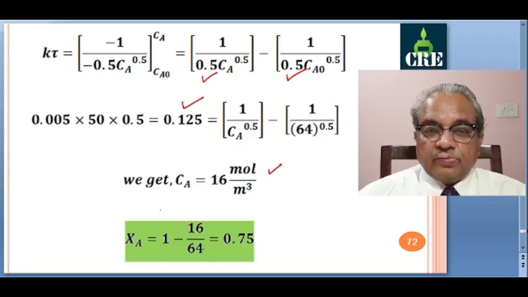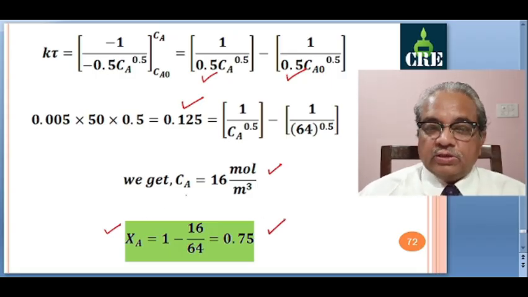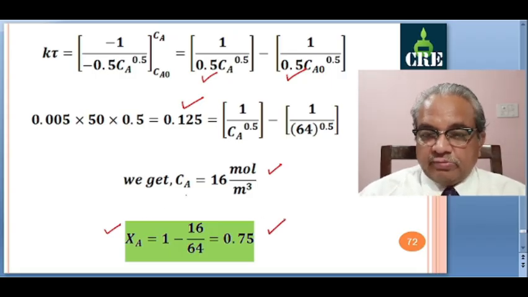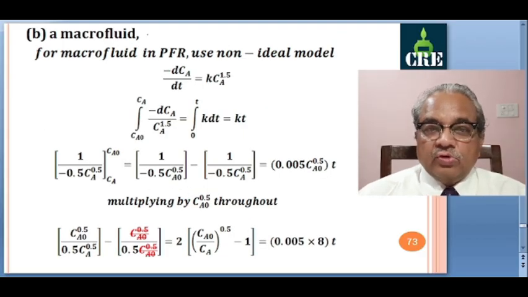And Xa will be 1 minus Ca by Ca0. Ca is this value, and Ca0 is 64, which is given. So that comes out to be 0.75. Fractional conversion is 0.75, conversion 75%. Part B: now it is a macrofluid.